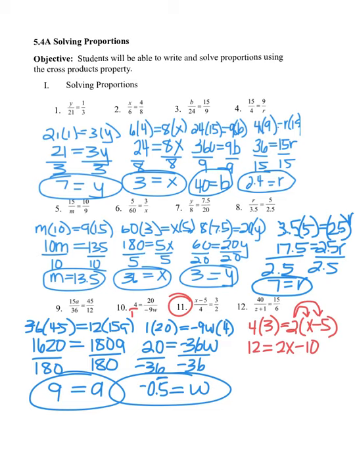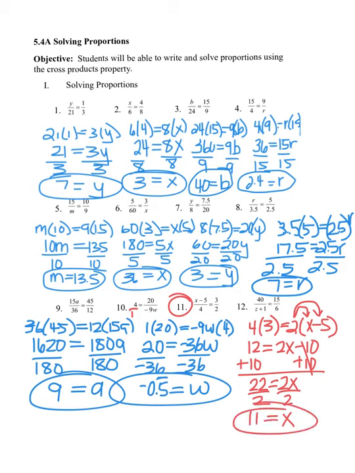Now I have a two-step equation that I need to solve. When we have two-step equations, again, we undo addition or subtraction first. So we're going to add 10 to both sides. We get 22 equals 2x. We're going to divide both sides by 2, and that gets us x equals 11.